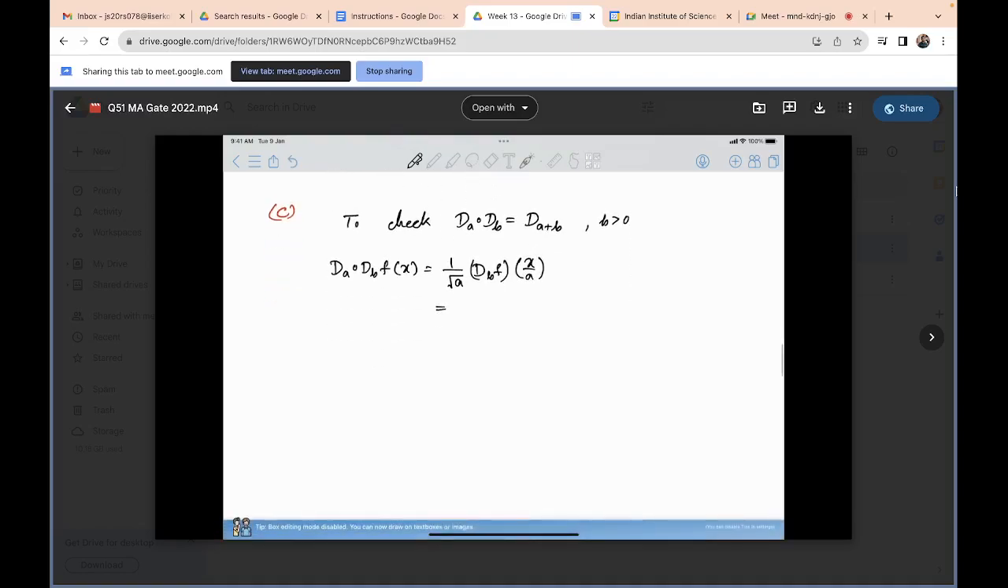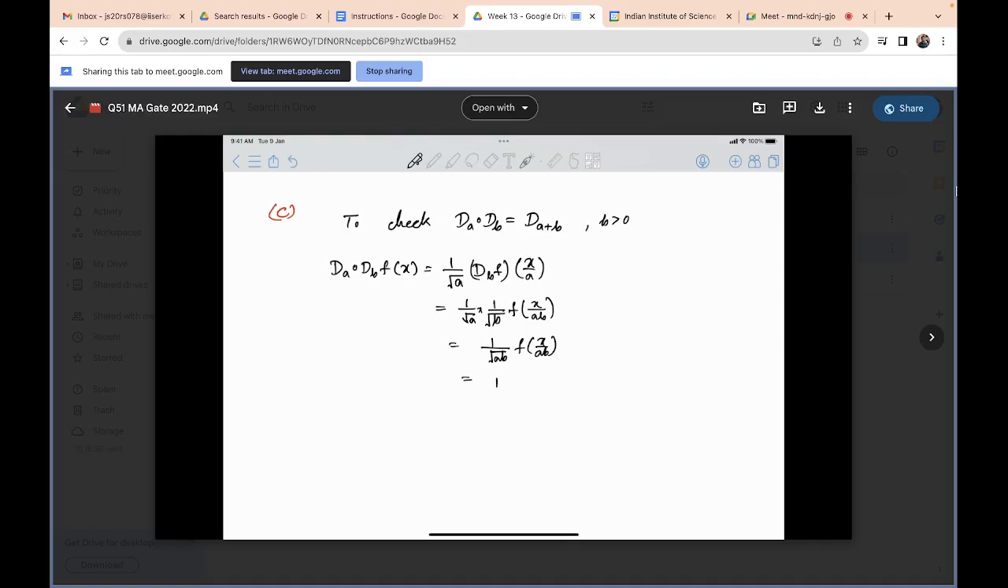Now use the definition of dB. So this is 1 by square root a into 1 by square root b f of x by a by b, which means x by ab. So this is basically 1 by square root ab f of x by ab, which is the same as d of ab. So we get dA compose dB is d of ab of fx.